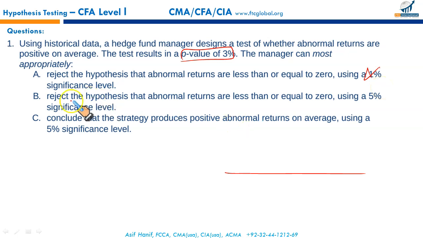So reject the hypothesis that the abnormal returns are less than or equal to 0 using 5% level of significance, because your p-value has to fall, if you remember on previous LOSs, within the critical region in order to reject the null hypothesis. And since 5% level of significance means either upper tail or lower tail, left or right tail, it will fall within the critical region. So B is the right answer. It's a straightforward question.